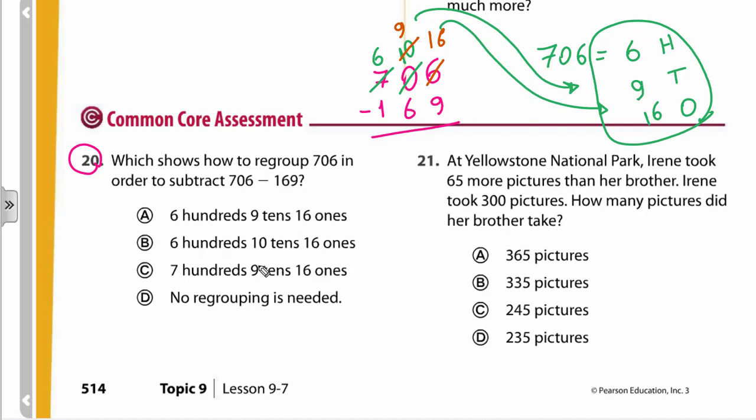Is this the answer? 6 hundreds, 9 tens, and 16 ones. Yeah. So where is it? We said the 6 is 100, the 9 is 10, and the 16 ones. So the answer is A. Thank you, Amir. Great work.